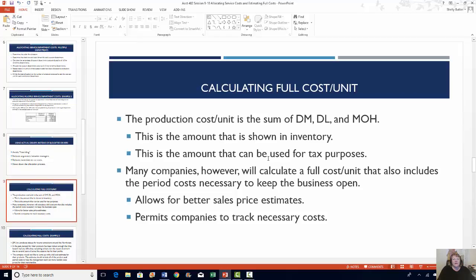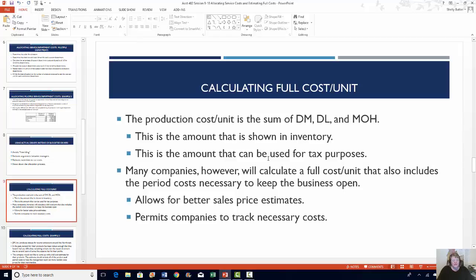And now calculating full cost per unit. Now, the production cost per unit is the sum of direct materials, direct labor, and manufacturing overhead. And now this is the amount shown in inventory. All of those, because that's work in process. And this is also the amount that can be used for tax purposes. Your direct materials, direct labor, manufacturing overhead, they're inventoriable, and they can go into your income statement, and it's for tax purposes. Many companies will calculate a full cost per unit.